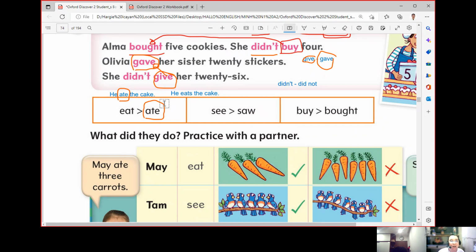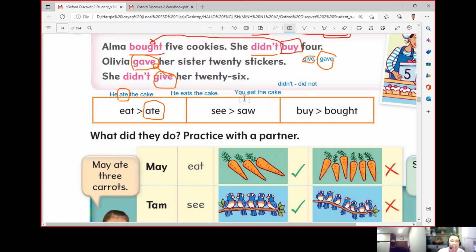But if we are talking about you, they, we, we do not use the verb with the s. Let's say, for example, you eat the cake. You eat the cake. We don't have to use the s in there. Why? Because we use the subject you.